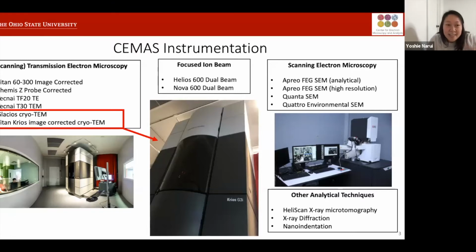I also wanted to emphasize that nearly all of the high resolution structures that are being published today come from data that's collected on the Titan Krios. So we have one of the best microscopes available to collect your single particle data.